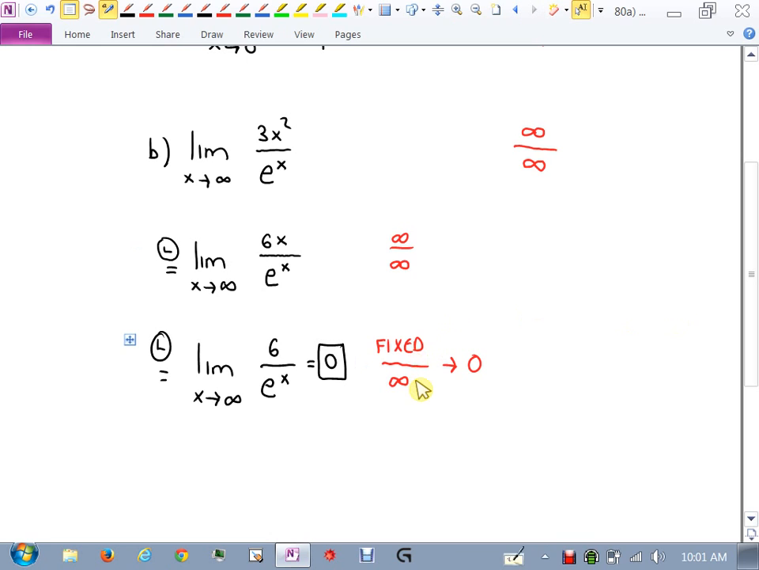Yeah, fixed over infinity is always 0 because your numerator's staying what it is, and your denominator gets bigger. So if I had like 6 over 1, 6 over 2, 6 over 3, what's happening to these? They're getting smaller and smaller and smaller. 6 over a million, it's going to 0. So no matter what, if the top is fixed and the bottom's getting huge, that's going to squash down to nothing eventually. Of course, it never reaches 0, but it's approaching 0.